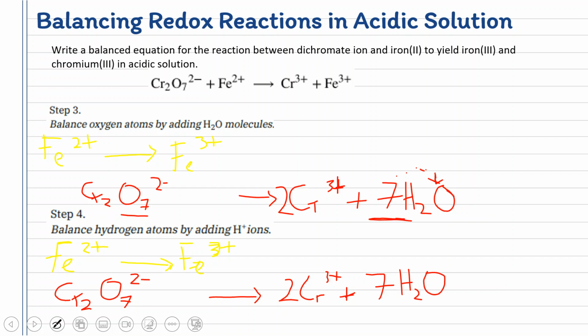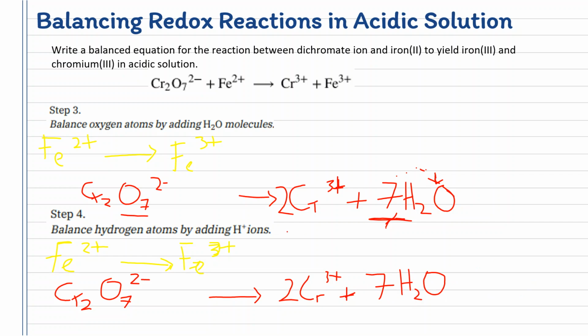So how many hydrogen do we have? That's my next question. Look, there's 7 here. It's affecting the hydrogen, and it's also affecting the oxygen. So 7, and now there's 2 down here, so 7 times 2 is 14. There are 14 hydrogen atoms on the right hand side. So how do I balance it out? They're saying you balance it out by adding H plus ions. So where do I add H plus ions?